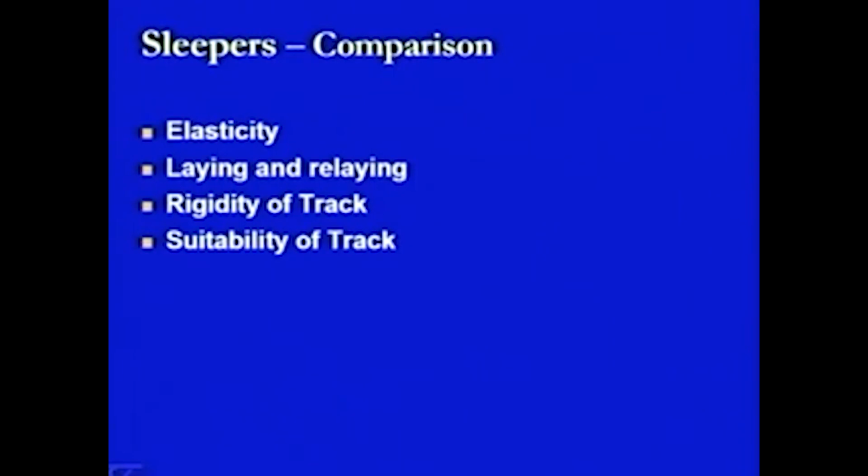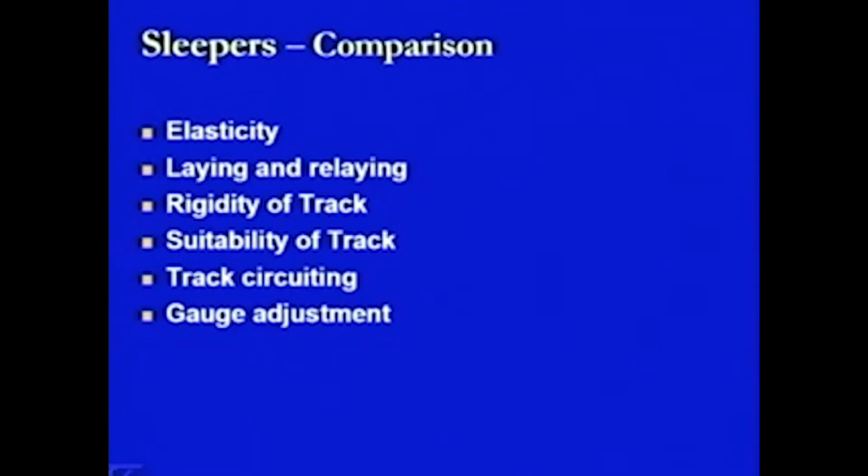Suitability of the track is another aspect that needs to be looked at, that is, what are the locations where these types of sleepers can be used. We have already seen the advantages and disadvantages of the different sleepers when we discussed them. The suitability aspect has also been taken care of. Track circuiting is possible in wooden and the concrete sleepers, but in the other two cases it is not possible. Gauge adjustment again is much better in the case of concrete sleepers.